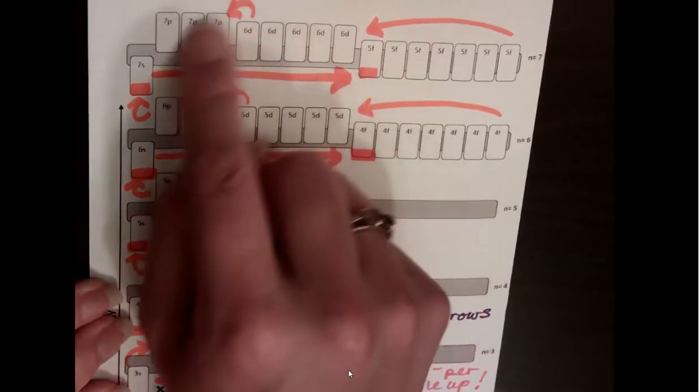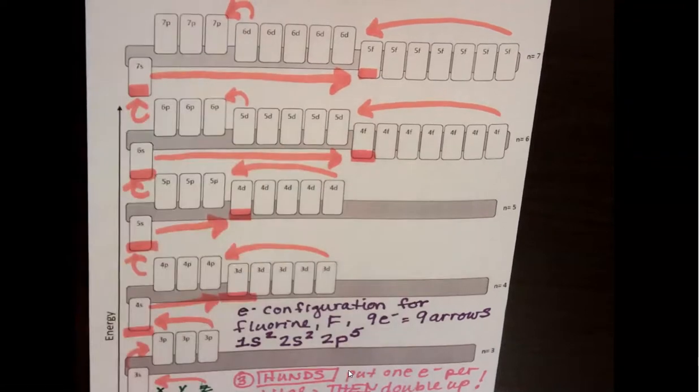6d, and 7p. Now, usually at this point, people start worrying that they're going to have to memorize the order that this goes in. And the answer to that is yes and no. You will not have an orbital diagram on quizzes and tests, but you will have a periodic table.